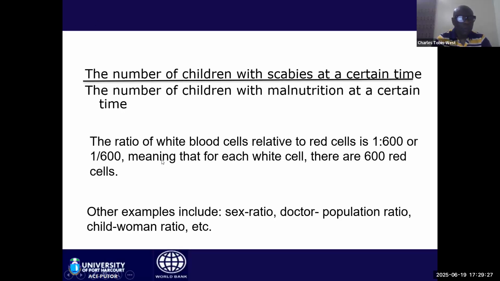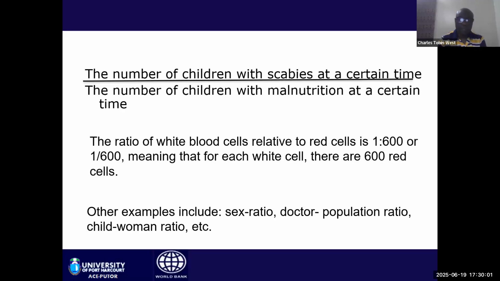Okay? For every one white blood cell, there are 600 red blood cells. So that is the ratio, 1:600. Other examples you would have come across in literature are the age-sex ratio, doctor-population ratio, that is how many doctors per population, nurse-population ratio, and child-woman ratio, okay?